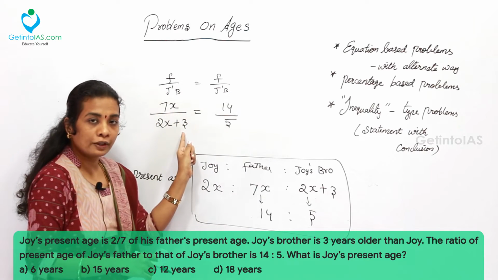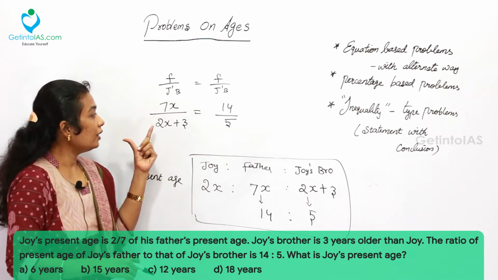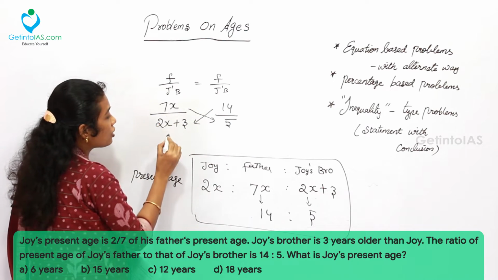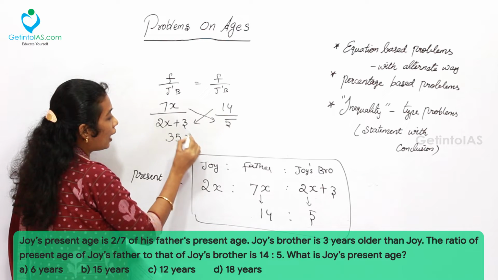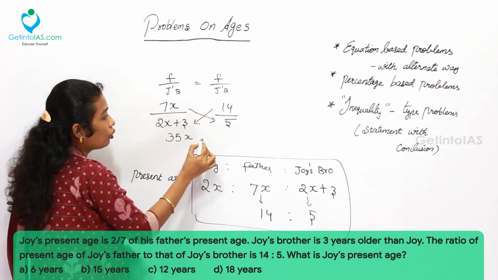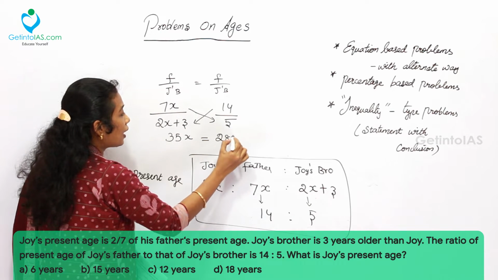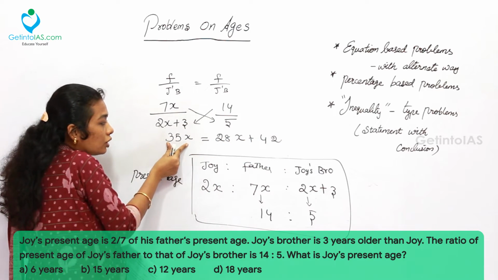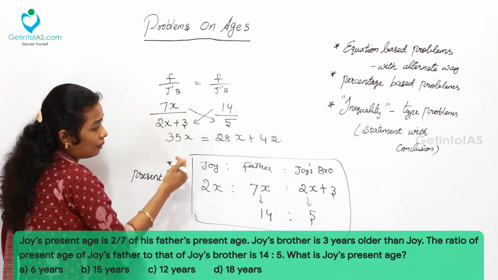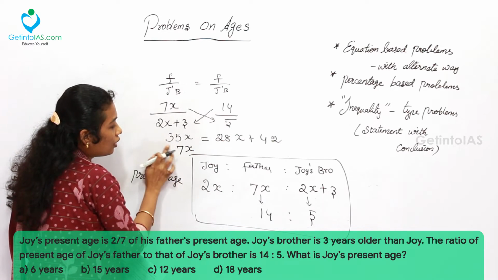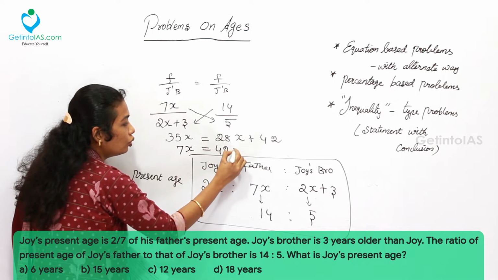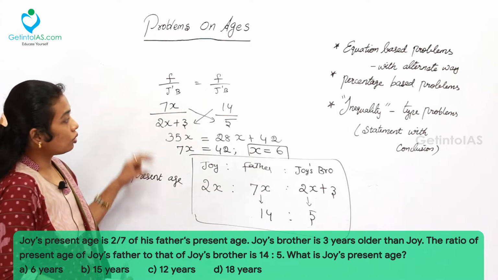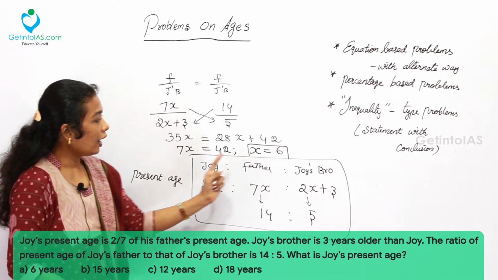Now taking the cross multiplication, you can easily find what x is. Now I am making cross multiplication over here. 5 into 7, 35 times x, is equal to 14 into 2, which is 28 times x, plus 14 into 3, which is 42. Now 35x minus 28x gives 7x, which is equal to 42, then the x value is equal to 6. That's all. So under the equation method, we have drawn this conclusion: x is equal to 6.